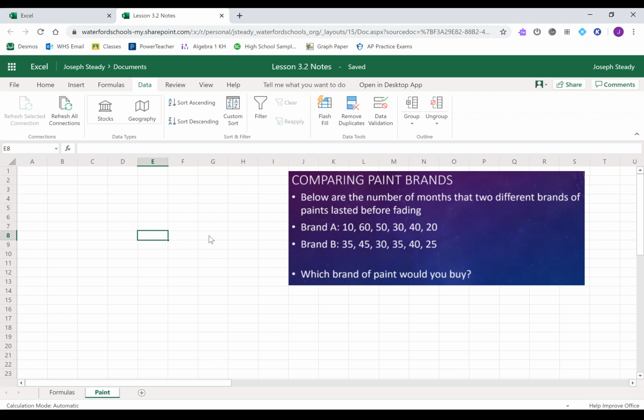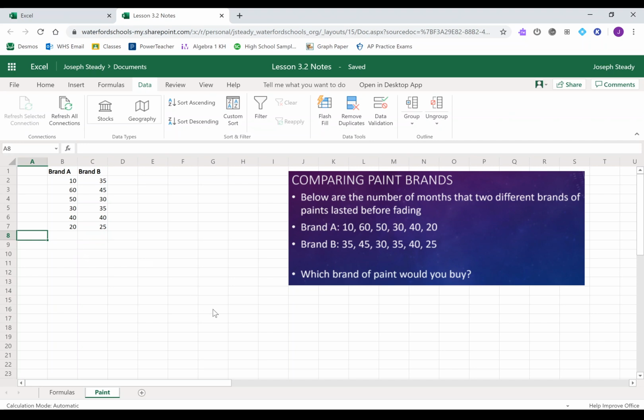So, first thing I would do if I were to look at these two different brands of paints is I would want to know, on average, how long do they each last? So here's what I'm going to set up. I'm going to set up a little table here to do some calculations. Put brand A and brand B, and then I'm going to enter in our data. So we've got 10, and then for brand B, so we've got our data typed in.